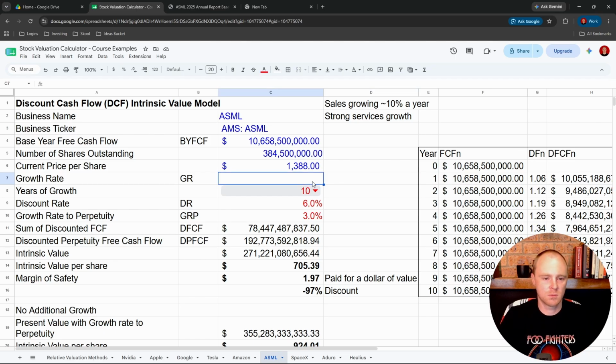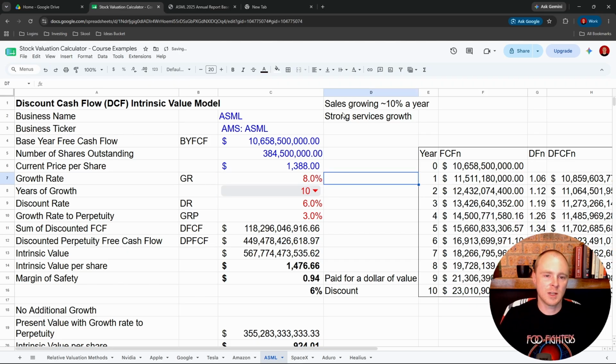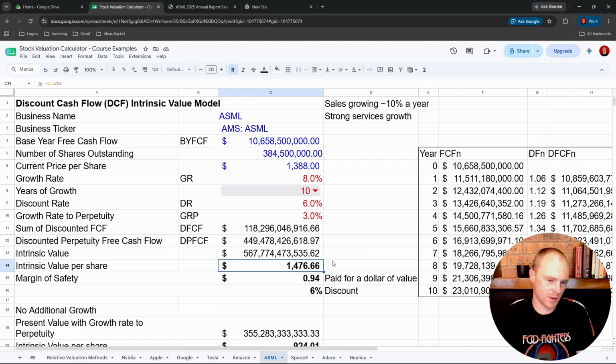But for me, let's just pick a number that's a bit less than its current sales trajectory. So 8%, still with our remaining assumptions there, discount rate and growth rate to perpetuity. And what we end up with is an intrinsic value per share of $1,476, which is at a margin of safety of 6% discount.